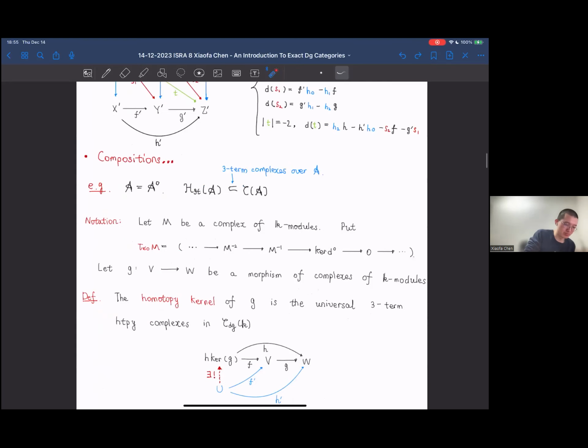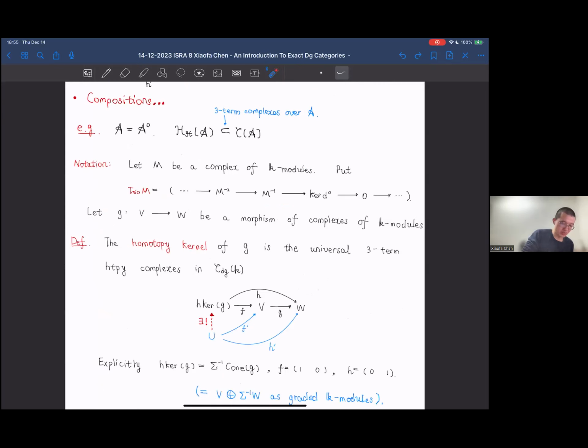Now let's fix some notations. So let N be a cochain complex of K modules. We denote the soft truncation of N by this complex. So for degree less or equal to -1, we keep the original terms in N. And in degree 0, we take the kernel of the differential d0. And for a morphism of complexes of K modules, we want to define its homotopy kernel.